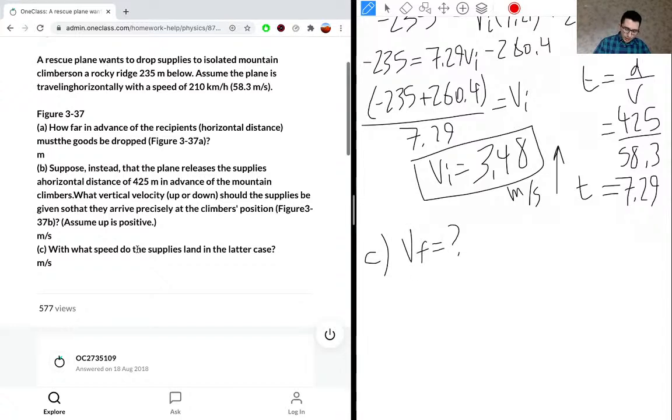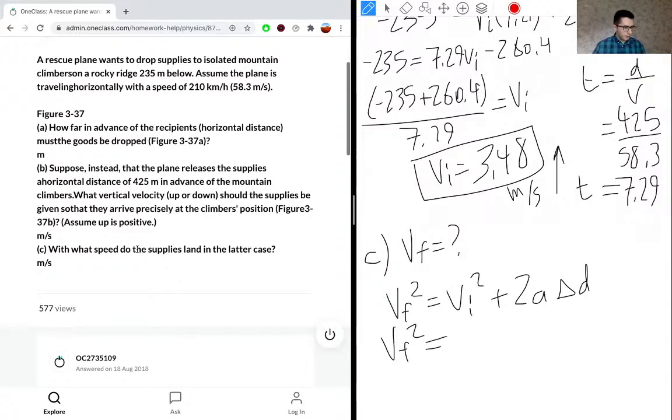We'll use the kinematic equation. VF squared is VI squared plus 2A times delta D. So this is just another kinematic equation. It's very useful to memorize the 4 or 5 kinematic equations. So we'll substitute in the values we know. VF is unknown. VI is what we calculated in the previous question, so 3.48 squared plus 2 times the acceleration, negative 9.8, times the distance, which is given in the question as negative 235. So that's just the height.